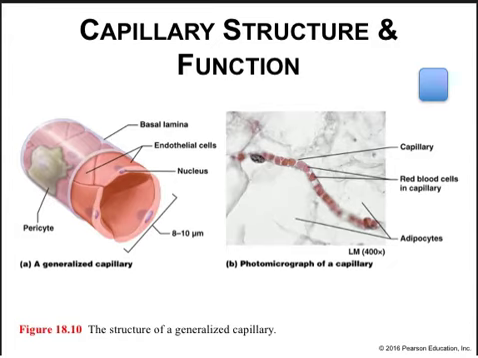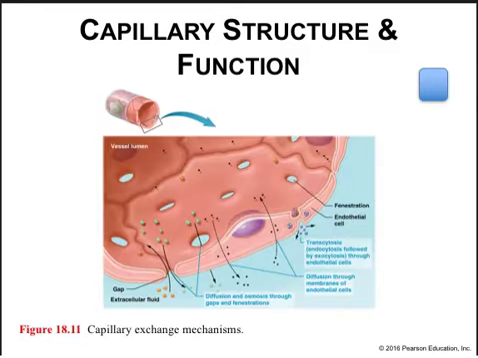Capillaries average about 50 microns in length and 8 to 10 microns wide. The walls of most capillaries consist of 1 to 3 endothelial cells joined by tight junctions. They curl around the capillary's entire circumference.